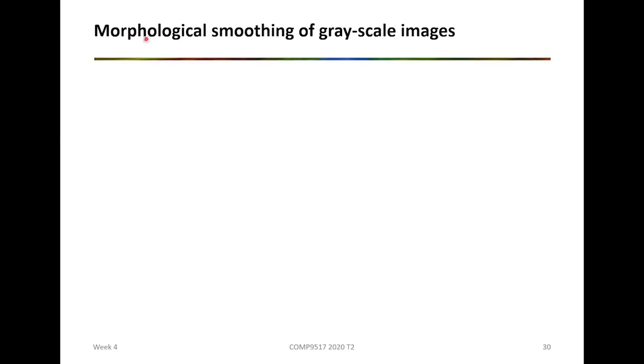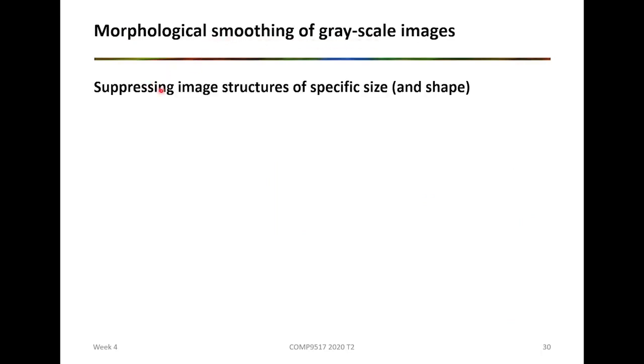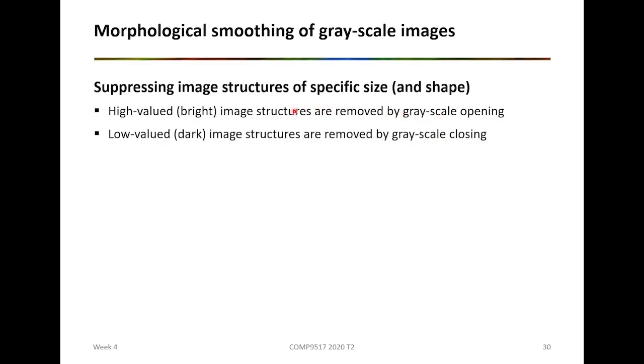With morphological smoothing of grayscale images, we can suppress image structures of specific size and shape as well, if you would adapt the structuring elements to the type of shapes you want to remove. So high valued bright image structures are removed by grayscale opening, as I've shown, and low valued dark image structures are removed by grayscale closing.